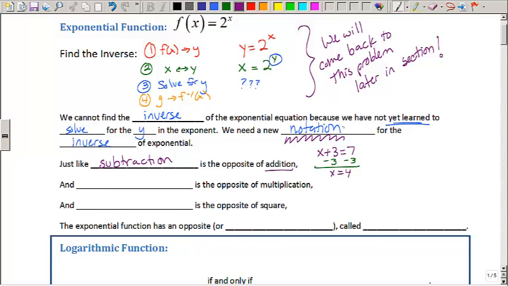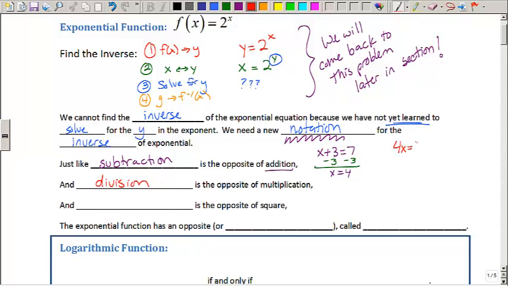Now, I know you all know how to do that. The point isn't, can you solve this linear equation? The point is, we did the opposite. We know addition. We know subtraction is the opposite, it undoes it, or is the inverse. Also, we know that division is the opposite of multiplication. And we've used that in the past.